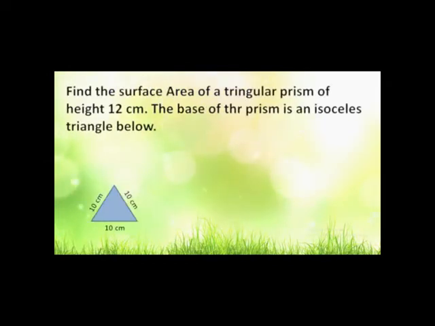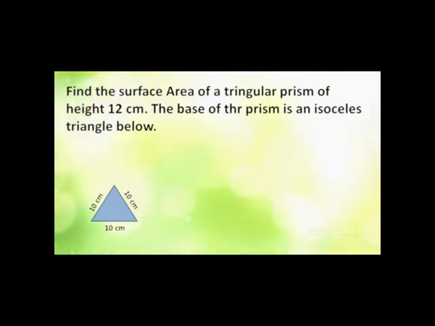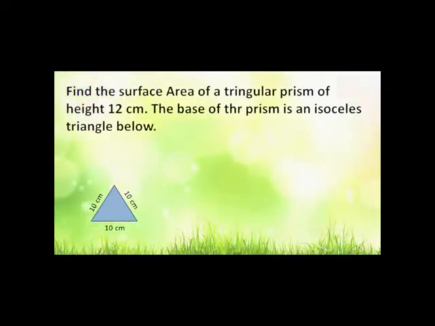Next example. Find the surface area of a triangular prism of height 12 centimeters. The base of the prism is an isosceles triangle below. So this is an isosceles triangle. It means each and every side of this triangle is equal. It's 10 centimeters. So the height is actually 12 centimeters.